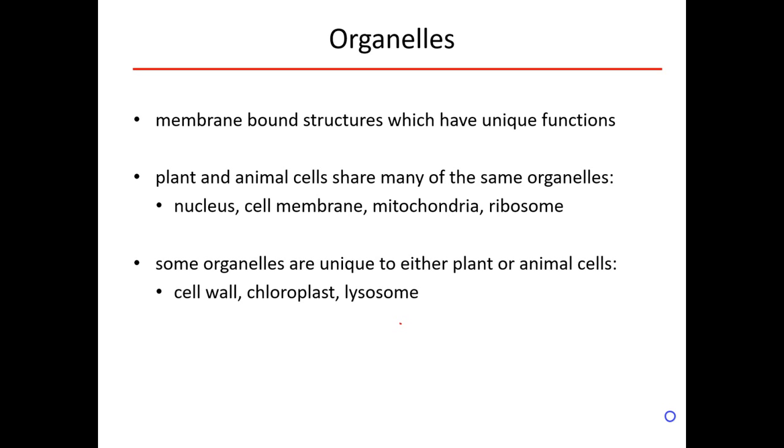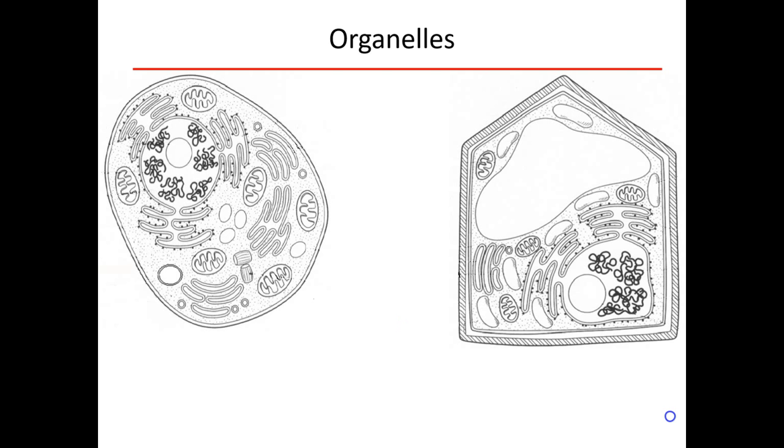Most of the organelles are found in both plant and animal cells, and this shows how early they evolved. But there are some that are unique to plant cells and some that are unique to animal cells, and this leads to different structures in them. So what types of organelles do we have?